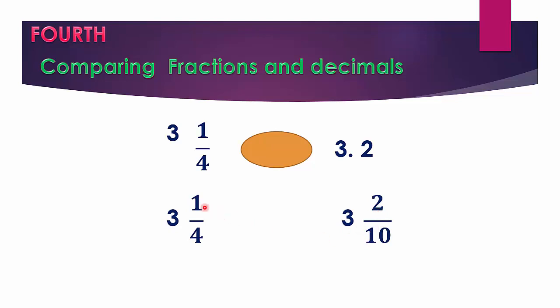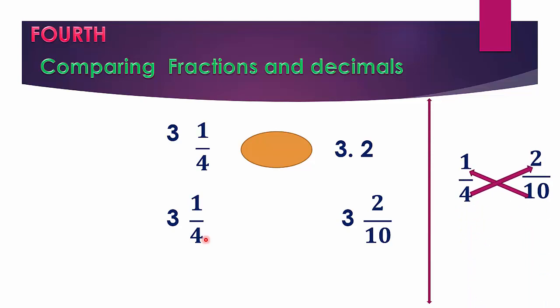How can I make it, teacher? It's a different denominator and numerators. So I'll make what? Cross multiplication. Here 10 times 1 equals 10 and 4 times 2 equals 8. Which is greater? 1 over 4, teacher, is greater. Okay? Then my students, 3 and a quarter is greater than 3 and 2 over 10. Okay.